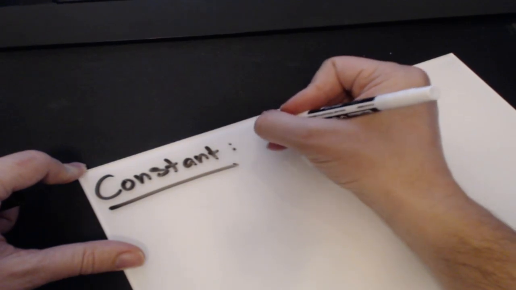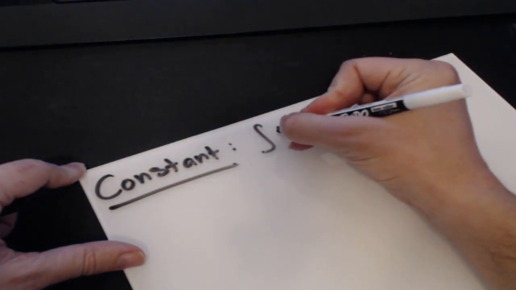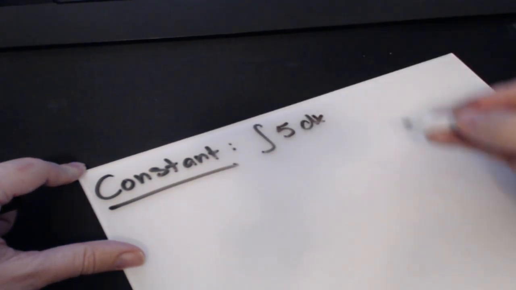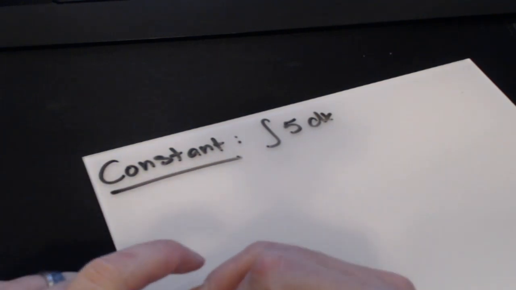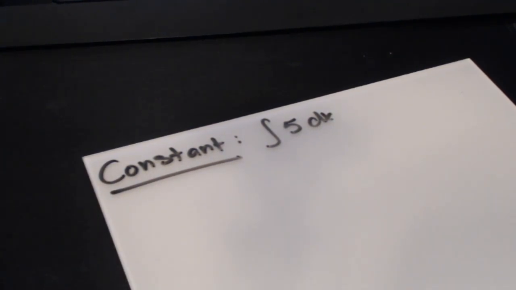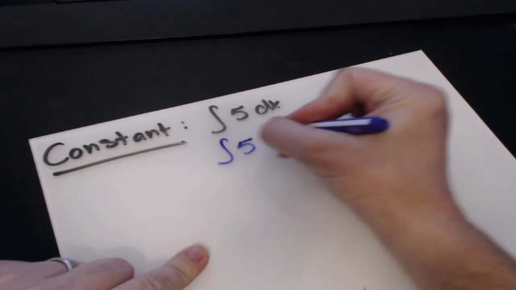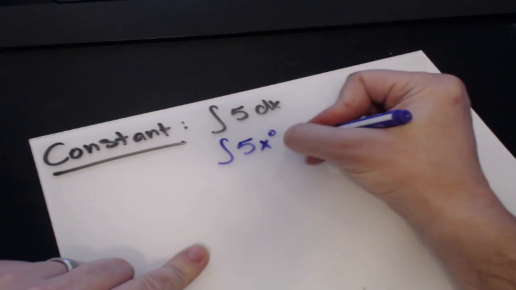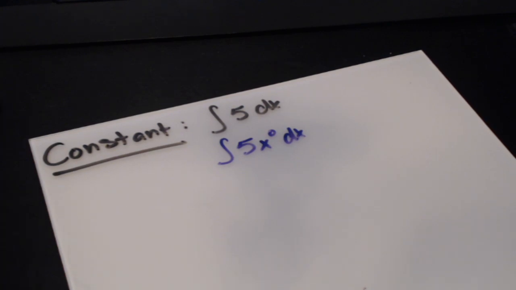The constant rule says you have an integral and you put any constant you want. So let's put 5, and then we put dx. Well, there is no variable there. Another way to look at this is that there actually is one. So let's look at it like this: the integral of 5 x to the 0 power dx. That way you have an idea of how this came about. Anything to the 0 power is 1, and 5 times 1 is 5.